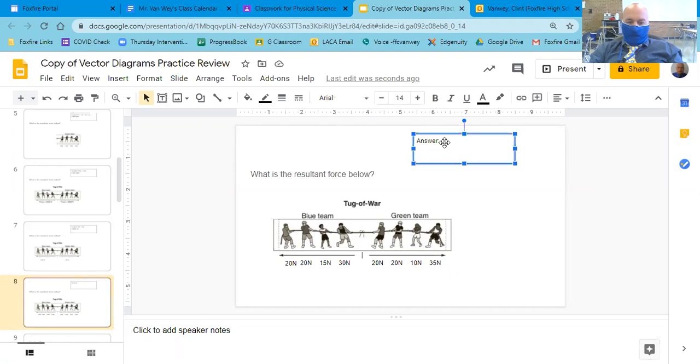So it's going to be 85 minus 85. 85 minus 85 is 0, so it's 0 newtons. In which direction does 0 newtons of force act in? None. No direction. A resultant of 0 does not have a direction.